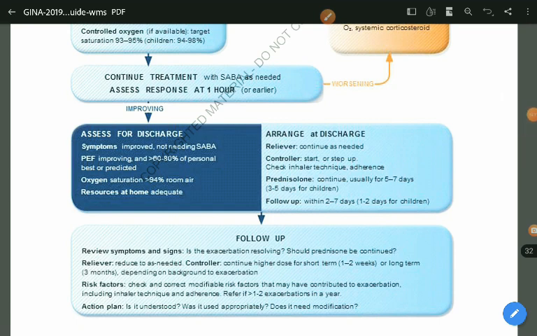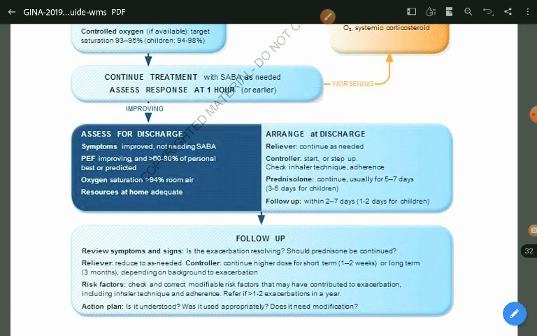We assess for discharge. Symptoms improve, not needing SABA anymore. Then the peak expiratory flow rate is improving, more than 60 to 80% of the personal best or predicted. And the oxygen saturation is more than 94% on room air without the oxygen. You need to do a trial first. Then resources at home are adequate. Then we need to arrange for discharge. Reliever continued as needed, ICS-LABA as the choice. Controller, ICS-LABA again as the choice by puff. Then we need to teach that to our client.